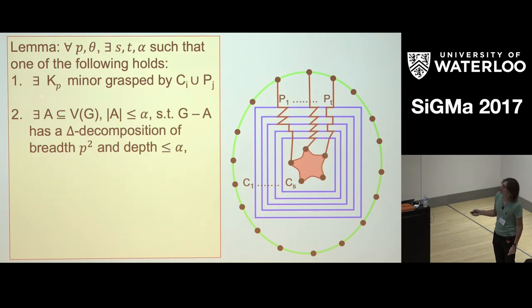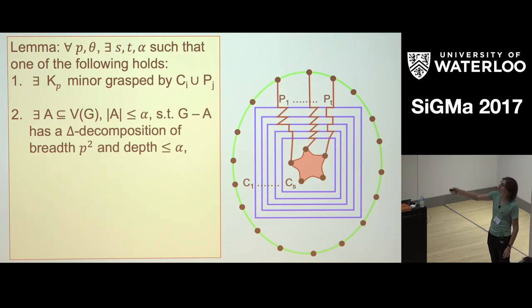The second is that I have to delete a bounded set of vertices, and everything that's left embeds in the disk, has a disk decomposition of breadth at most p squared and depth at most alpha. Well, that's great for what I'm looking at also, right? Because I started with the sphere. I had just this piece that still needed to be embedded. So if I can embed everything here with more vortices, p squared vortices, but they all have bounded depth, then I would be done. That would be a decomposition in the sphere of the graph with a bounded number of vortices of bounded depth.